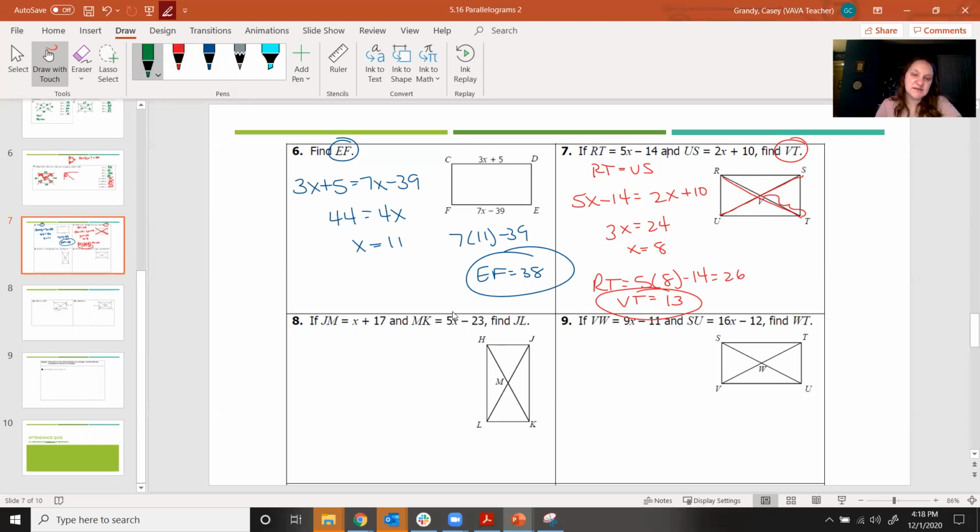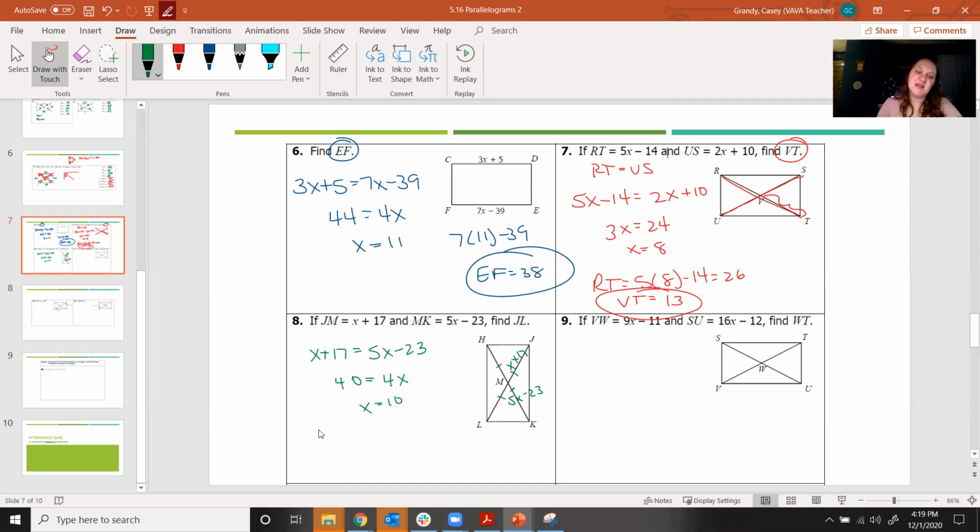Down here in example 8, JM is x plus 17, and MK is 5x minus 23. Now, because this is a rectangle, not only do the diagonals bisect each other, but the diagonals are congruent. So I can say that each piece of the diagonal is congruent. So I can solve for x. So I'll subtract x from both sides and add 23 to both sides. X equals 10.